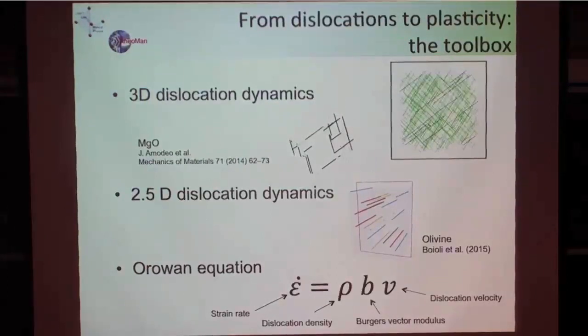We now have tools, which are very difficult, where we can put into a box a lot of lines and calculate the response of each line to the applied stress and to the stress of all other dislocations. This is extremely computer intensive and not well parallelized, but we are starting to do that. Usually we go for a simpler description like 2.5D. We say 2.5D because it's basically 2D, but we introduce local rules to reproduce the behavior that we would calculate in 3D.